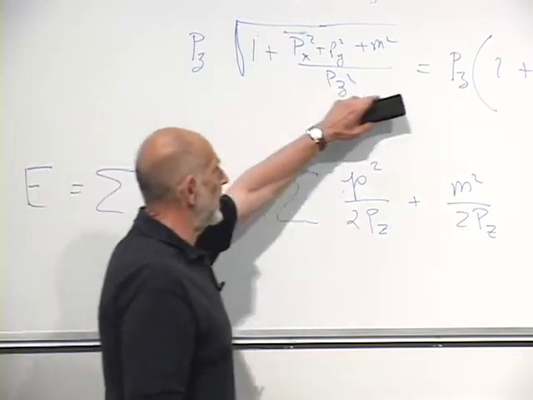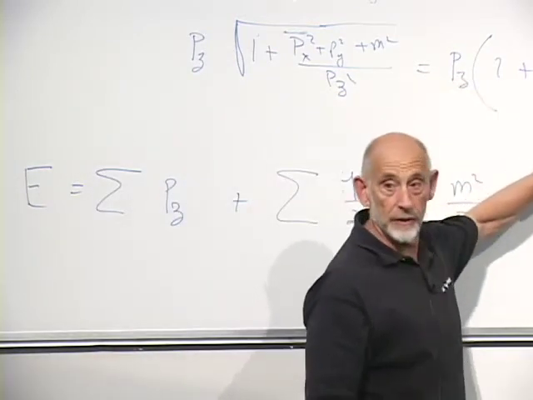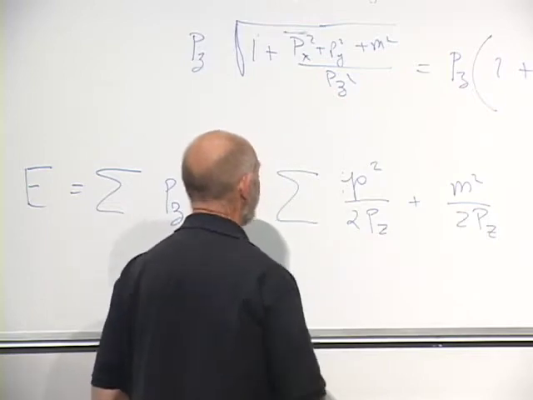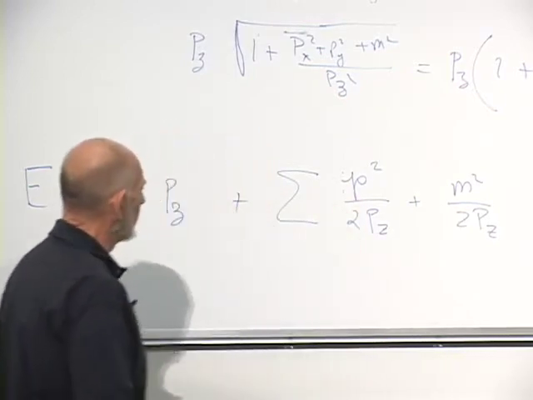It was a PZ up here and a PZ squared down here. Okay? Good. I don't need to put brackets in.